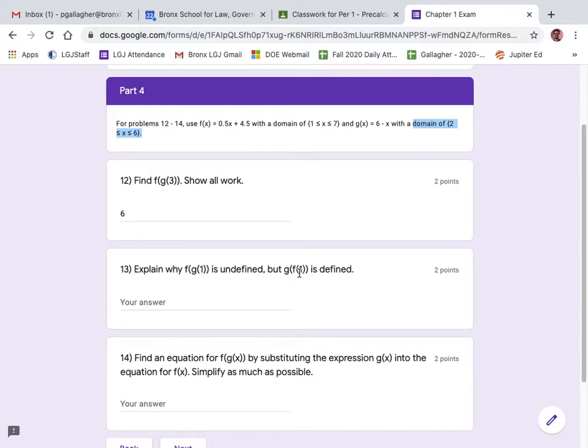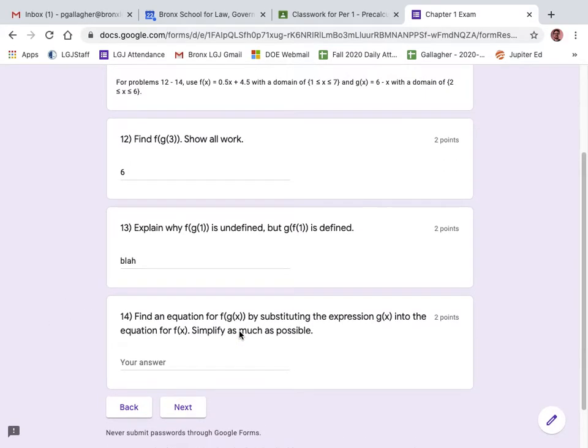Now, g of f of 1 does not have the same issue. I can plug 1 into f. It's right here in my domain. That's perfectly fine. If I plug 1 in, I'm going to get 5. 5 falls into the domain of g of x. So that's perfectly fine. I just explained it. I'm not going to write it.